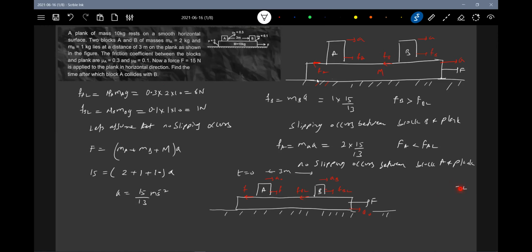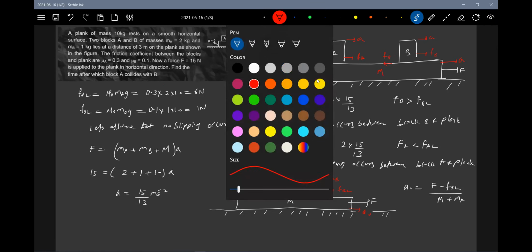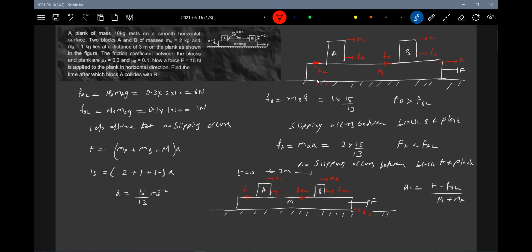Okay, we'll do one thing. This A naught will become F minus FBL by M plus MA only. This force acting will become internal force. The frictional force acting between the block A and the plank will become internal to the block A and the plank. So therefore, the net external force acting on the block A and plank will be FBL and the applied force. These two will be the net external force acting on the system. This will become internal to block A and plank.